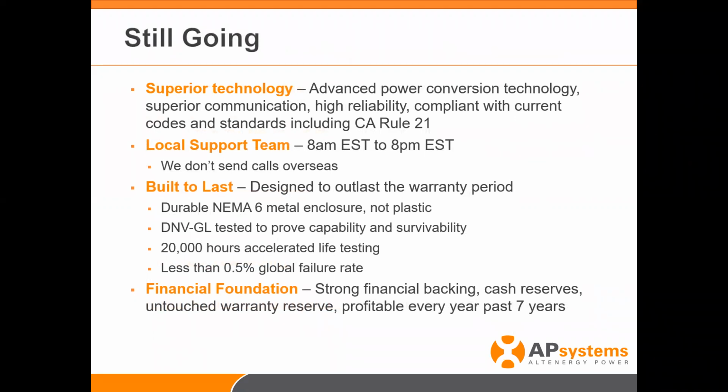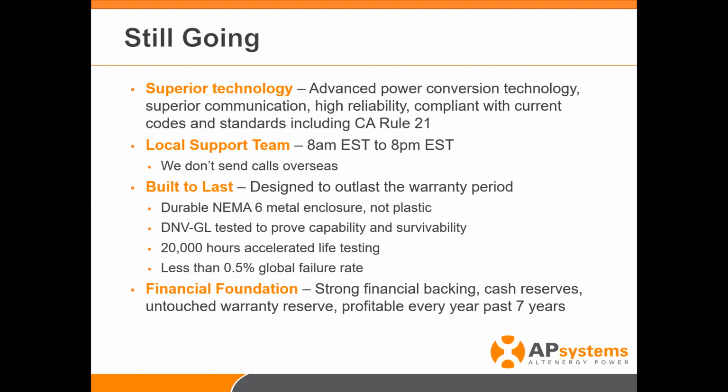We have a superior technology and high reliability. We are California Rule 21 compliant on the YC600 and the QS1. We have a local support team; we don't send any calls overseas. Our systems are built to last. We have a durable NEMA 6 metal enclosure. It's not plastic. We had DNVGL do all of their system testing on our dual module and our three-phase products, and they passed with flying colors.